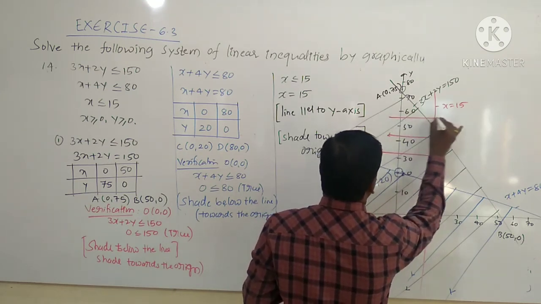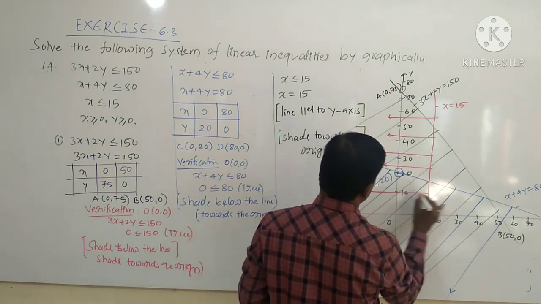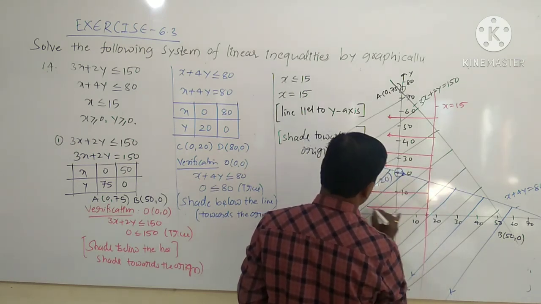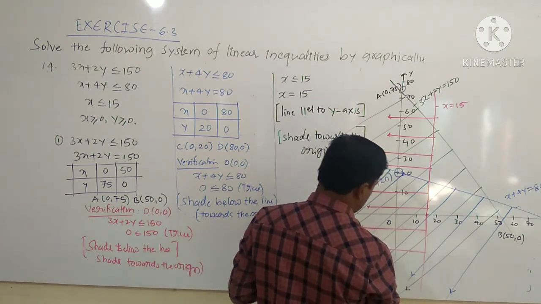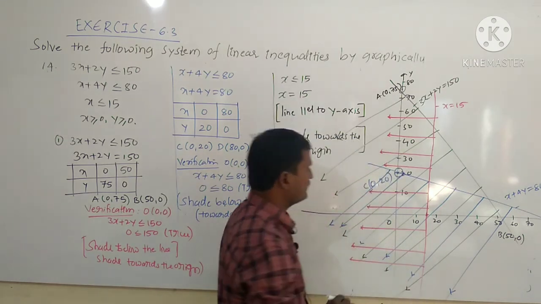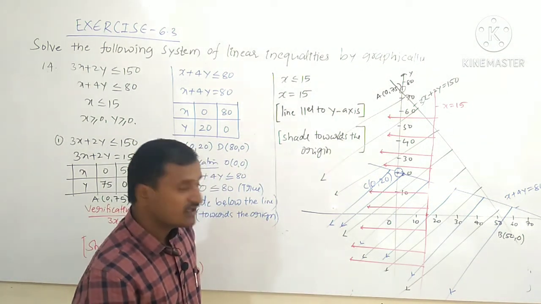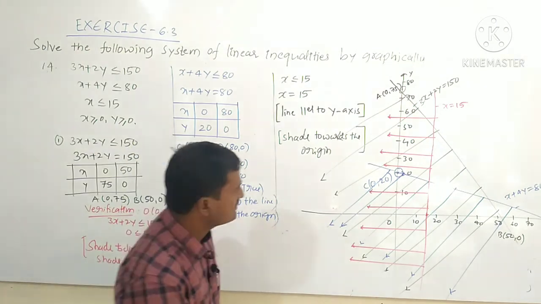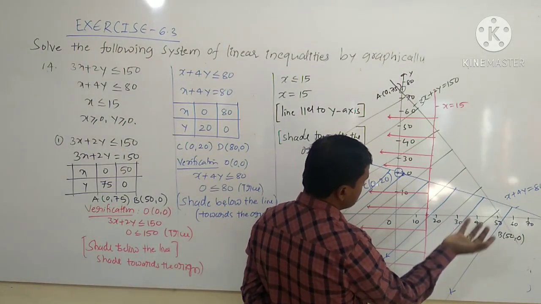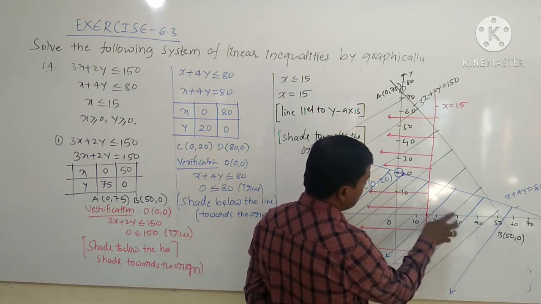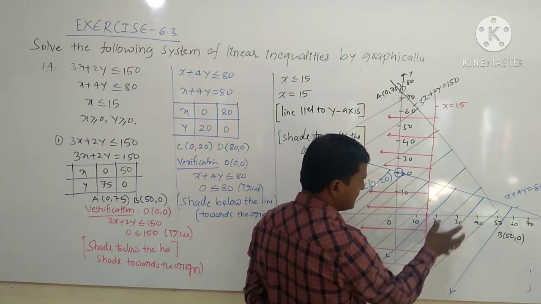After writing this, you have to shade the common region. First you should observe which region is common by comparing the shaded portions of the three lines. Now you have to shade the common region. For this, you get this region. If you shade this one, in this region the black and blue are intersected.